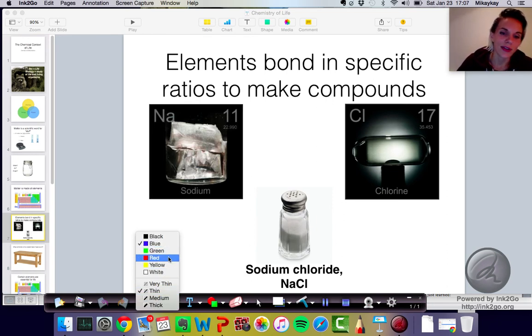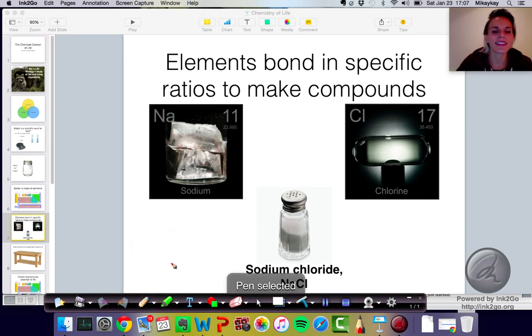So let's see, what color do I want? So red. No, actually, not that one.